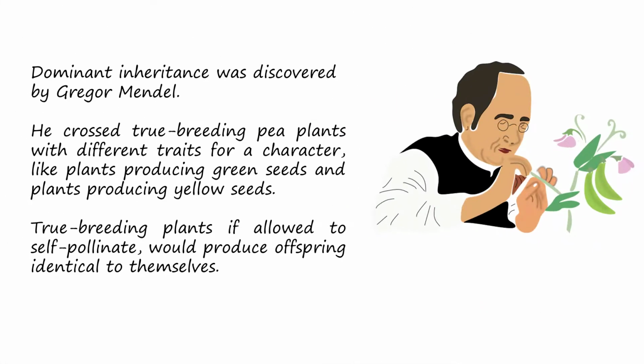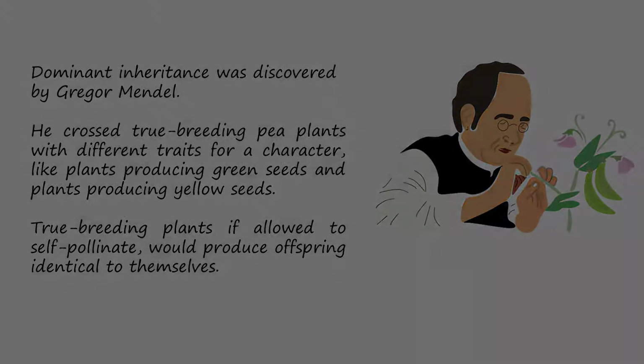Dominant inheritance was discovered by Gregor Mendel, the father of genetics. In Mendel's experiments, he repeatedly crossed true breeding pea plants with different traits for a character, like plants producing green seeds and plants producing yellow seeds. True breeding means they would produce offspring identical to themselves if allowed to self-pollinate.